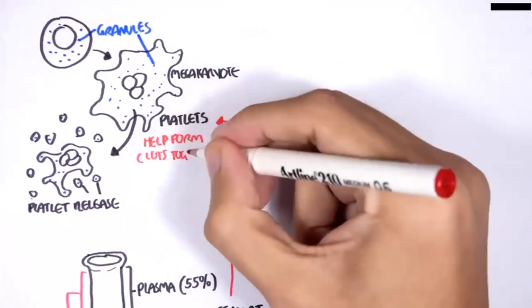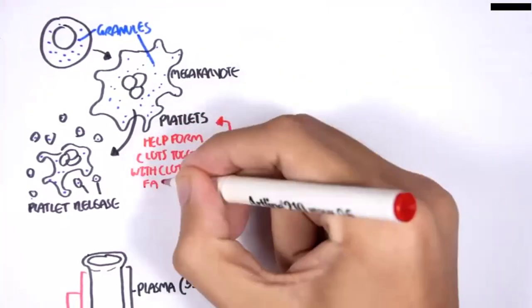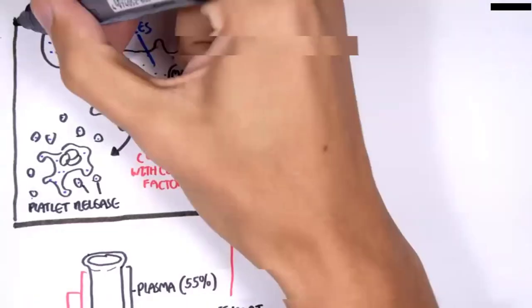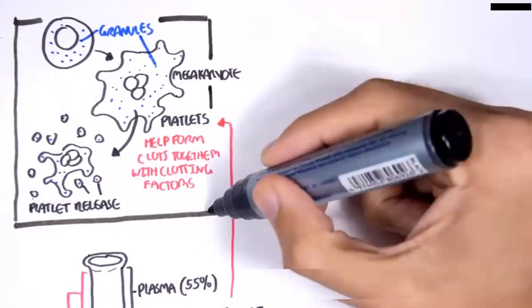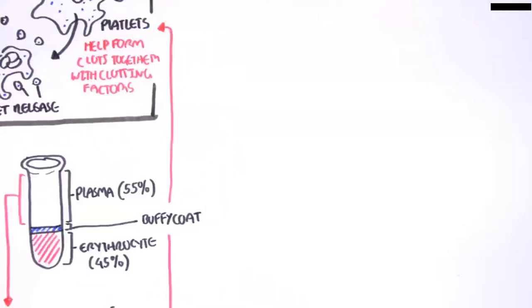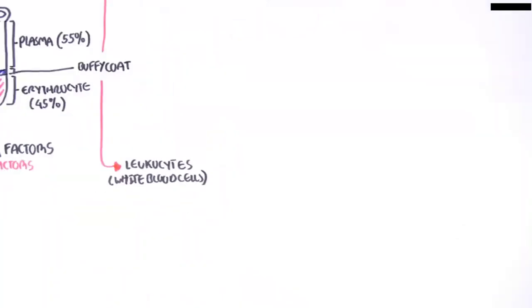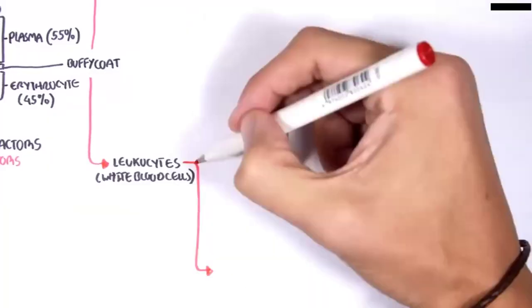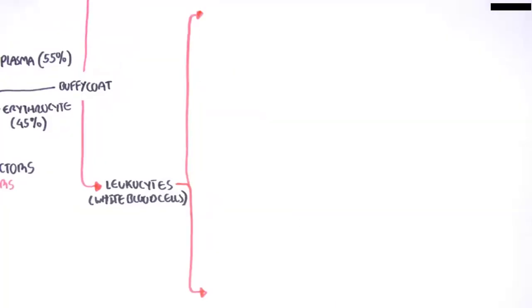What platelets do is that, as I mentioned, they help form clots together with the help of clotting factors that are found in plasma. Now, the other component of the buffy coat layer are leukocytes, or white blood cells. There are so many types of white blood cells, and what they do is that they help our body fight infections and other things.